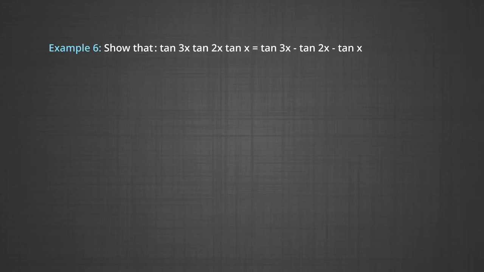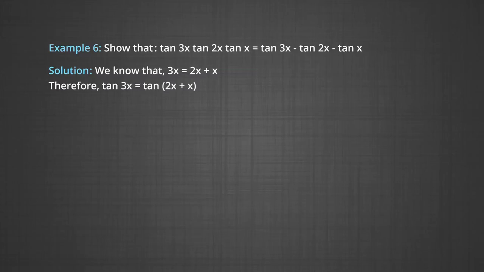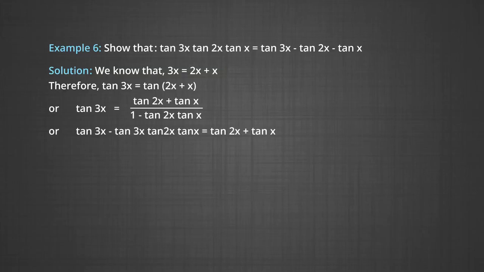In example 6, we will show that tan 3x into tan 2x into tan x can be written as tan of 3x minus tan of 2x minus tan x. For this, friends, we start with taking 3x as 2x plus x. Now, we will take tan of both the sides. So, tan 3x is equal to tan of 2x plus x. Tan of 2x plus x, using the formula for tan of x plus y, can be written as tan 2x plus tan x divided by 1 minus tan of 2x into tan of x. So, on cross multiplication, we get tan 3x minus tan 3x into tan 2x into tan of x is equal to tan of 2x plus tan of x.